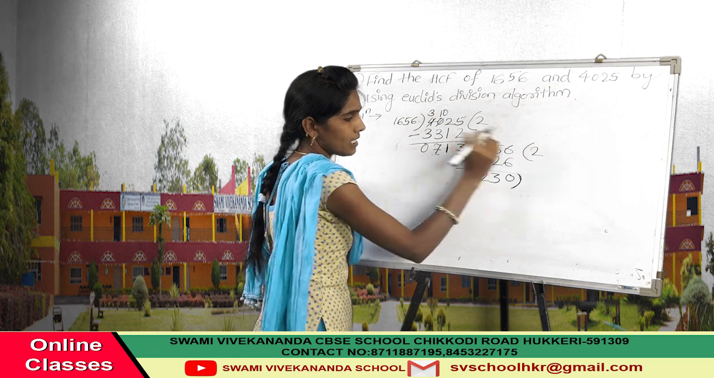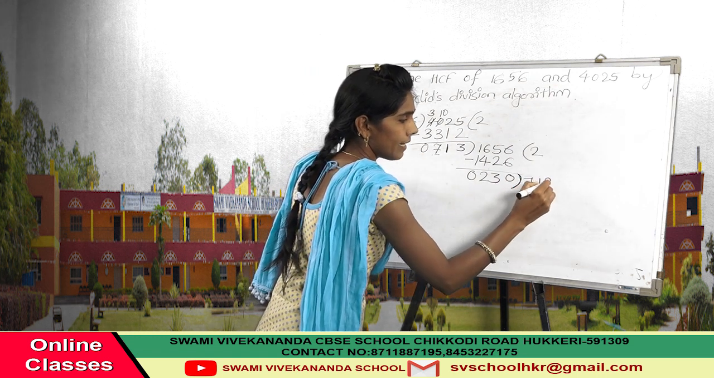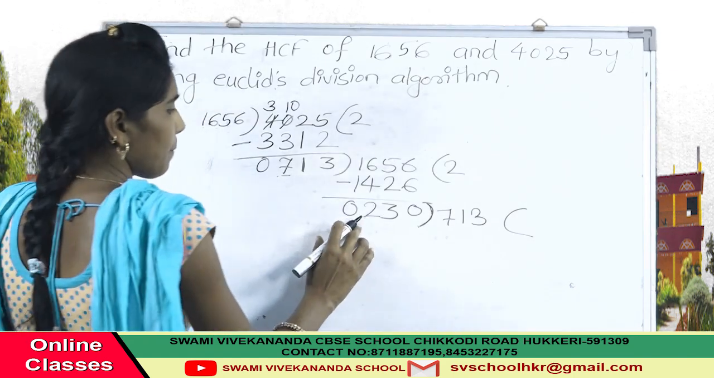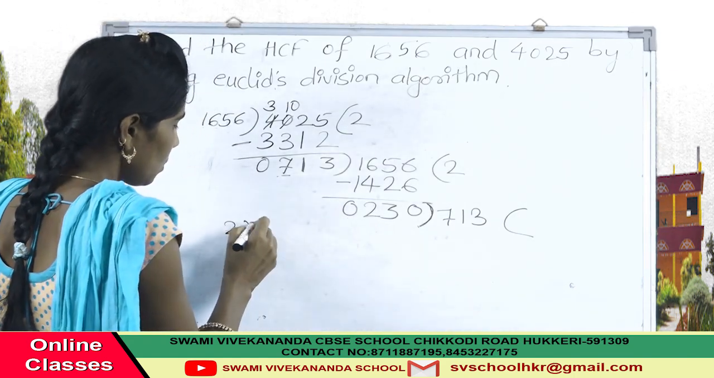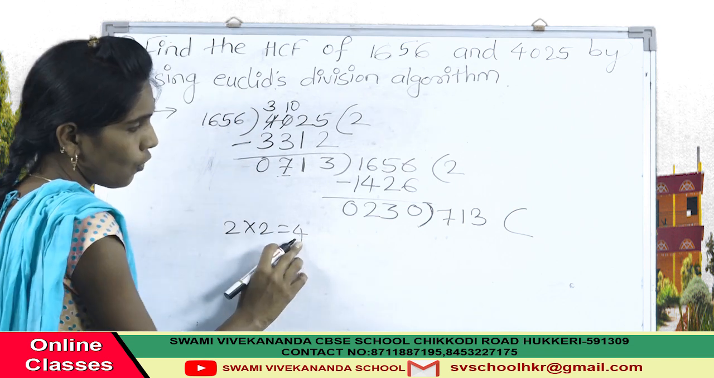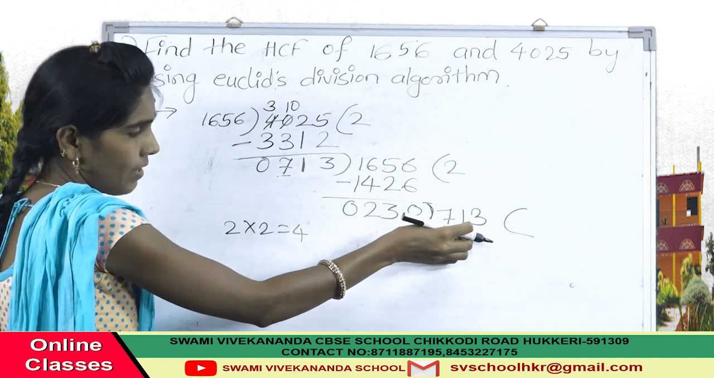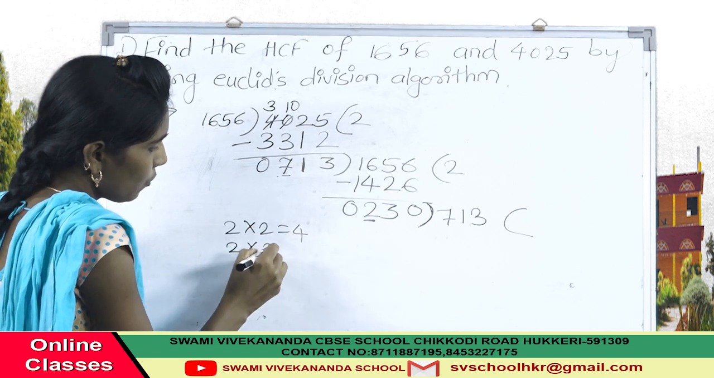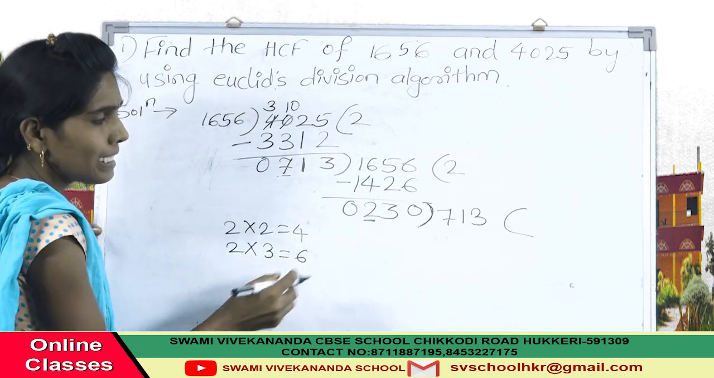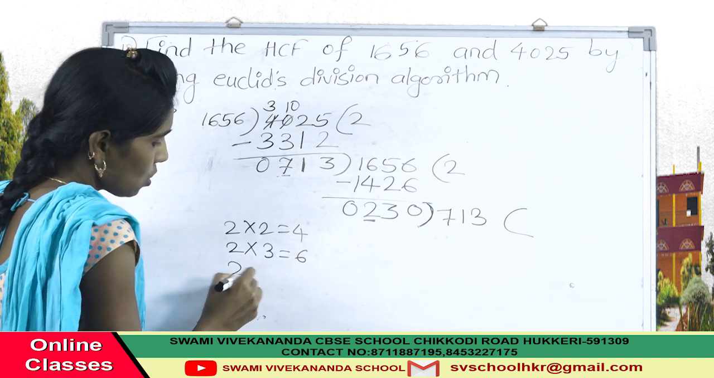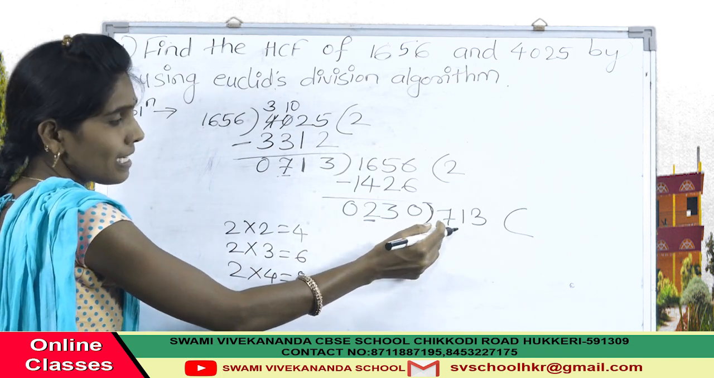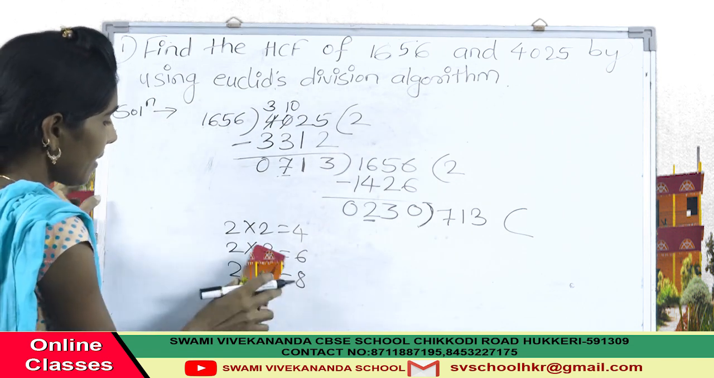Take this here, dividend. Next again divide. See, 2 into 2, 4. This 4 is less than this 7. Only this 2 I am considering here. Again 2 into 3, 6. 6 is less than this 7. So 2 into 4, 8. 8 is greater than this 7. We will see, take here 3.